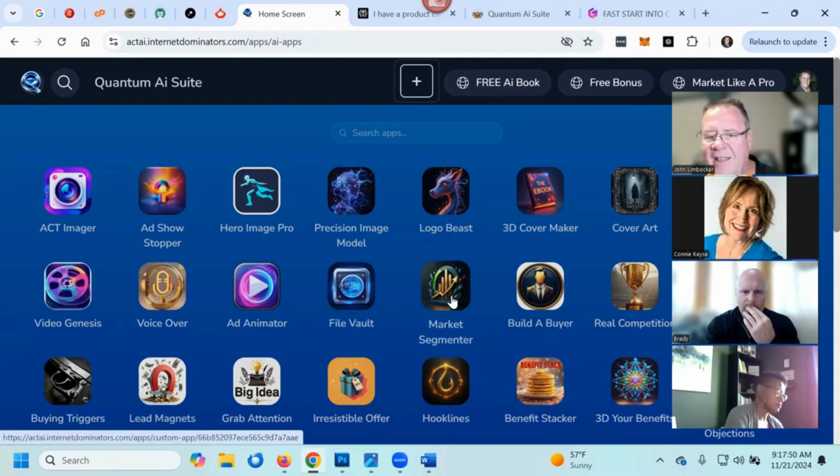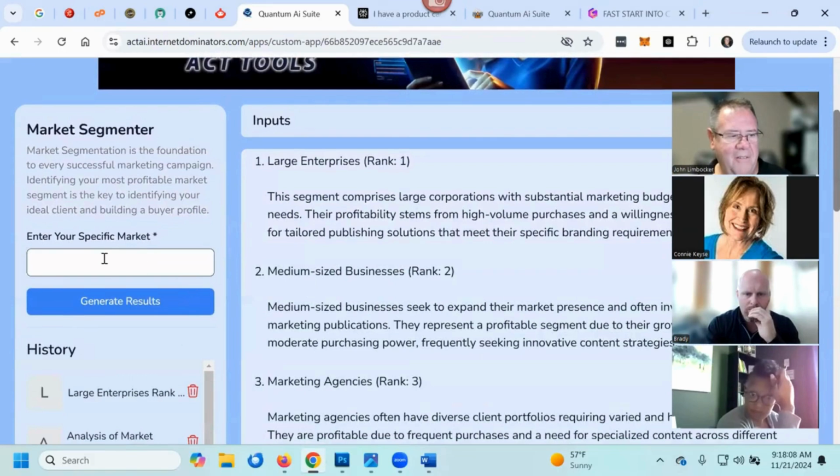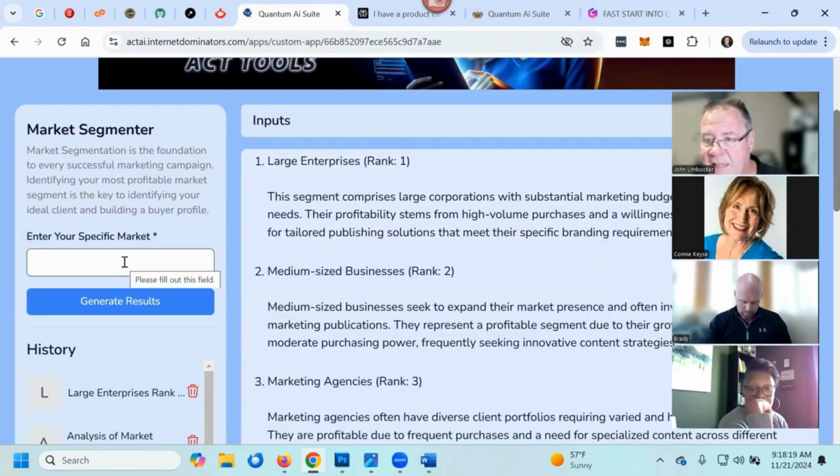And the first one is market segmenter. Like, remember I said you need to define your market. That's the first part before you can define who your buyer is. So if we go into the market segmenter, this is super simple stuff. All you really have to do is enter your specific market. Like, let's say you're in diet or you're in fitness, or you could be in anything. You could be in supplements. You could be a manufacturer. You could be a water park developer. It really doesn't matter, but you need to know like what your market is, your overall market.